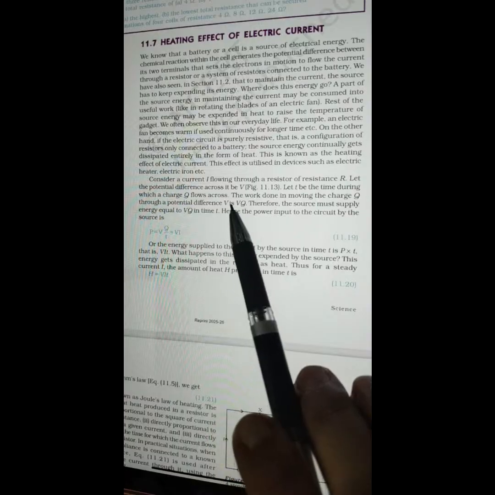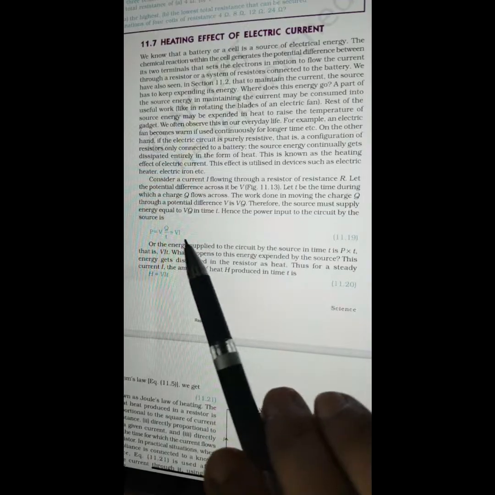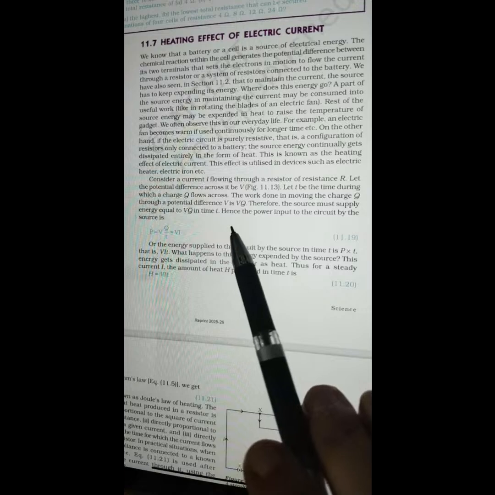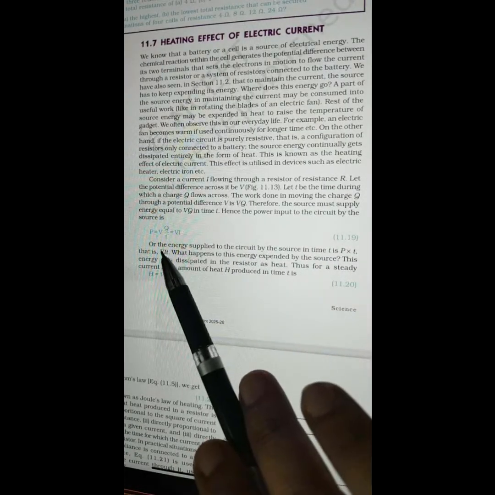Consider a current I flowing through a resistor of resistance R. Let the potential difference across it be V. Let t be the time during which a charge Q flows across. The work done in moving the charge Q through a potential difference V is VQ. Therefore, the source must supply energy equal to VQ in time t. Hence, the power input to the circuit by the source is P equals VQ by t. It will come out to be VI, or the energy supplied to the circuit by the source in time t is P into t, that is VIt.